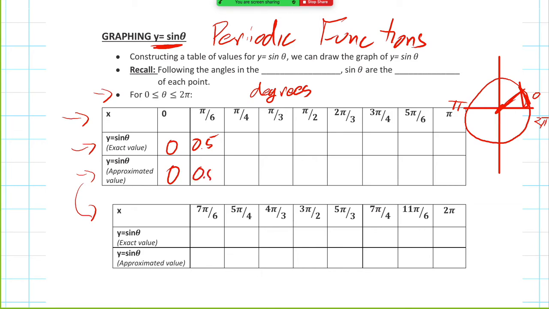Approximate value. Well, our approximate value is about that. This one is going to be a bit tricky because this is the halfway point between pi over 2, which is this one here. We know that value is 1, so we can say the approximation is 1. But this is where it gets a little tricky at pi over 4.